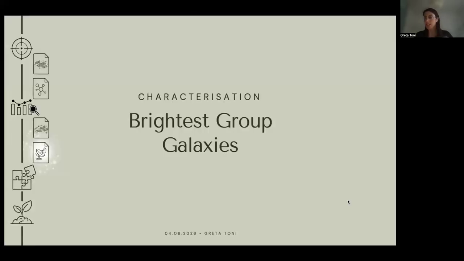Perfect. So the last topic I would like to talk about is brightest group galaxies. In general, central galaxies in clusters are very important because they are thought to be the aftermath of a complex evolutionary path, and therefore are often used as laboratories to study the impact of the environment on galaxy evolution. There are many studies in observation and simulation that have shown that cluster centrals, especially in massive clusters and at lower redshift, are massive elliptical galaxies that are evolving passively.